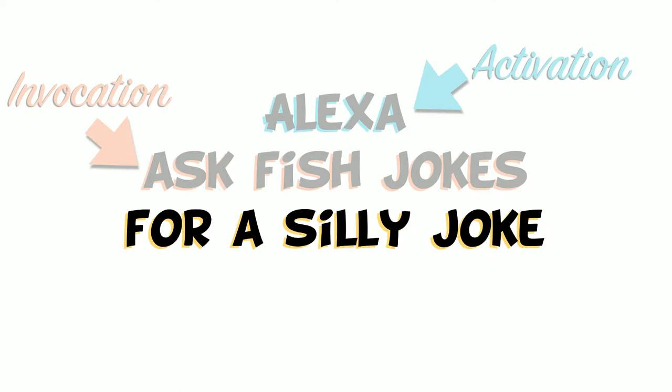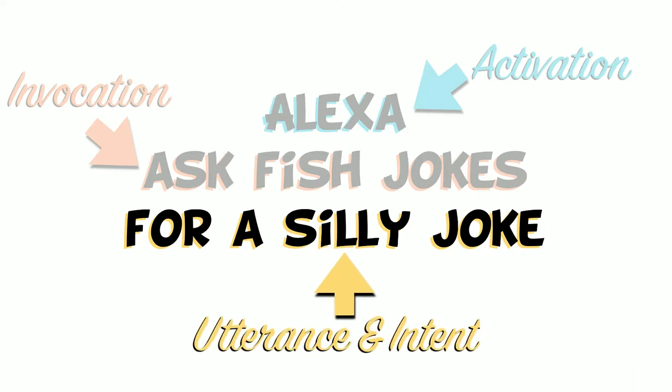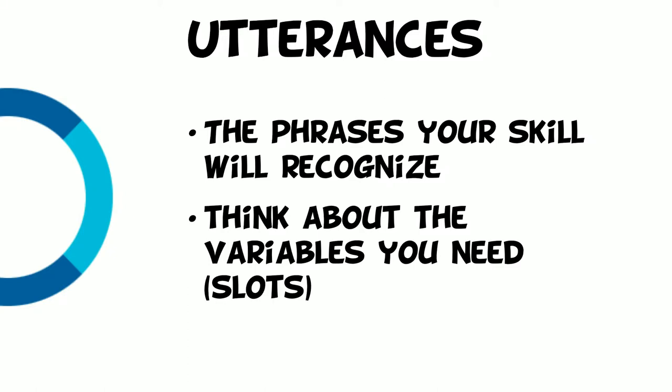And then finally, for a silly joke, is the utterance and intent. This is passed along to your skill and determines the response. Utterances are the phrases your skill will recognize. This is your opportunity to think about the variety of phrases users might say to interact with your skill. So don't just think of one way to ask for something. Utterances can use placeholder words or slots to make requests more dynamic. We want to configure multiple sample utterances to provide many paths for user success for when someone is interacting with our skill.